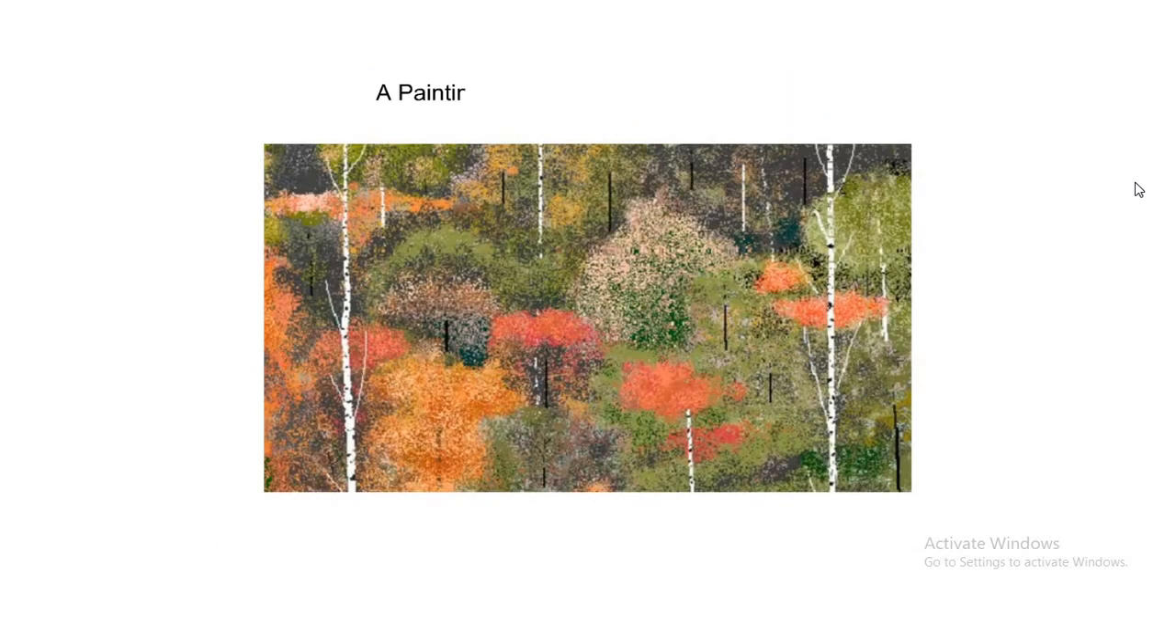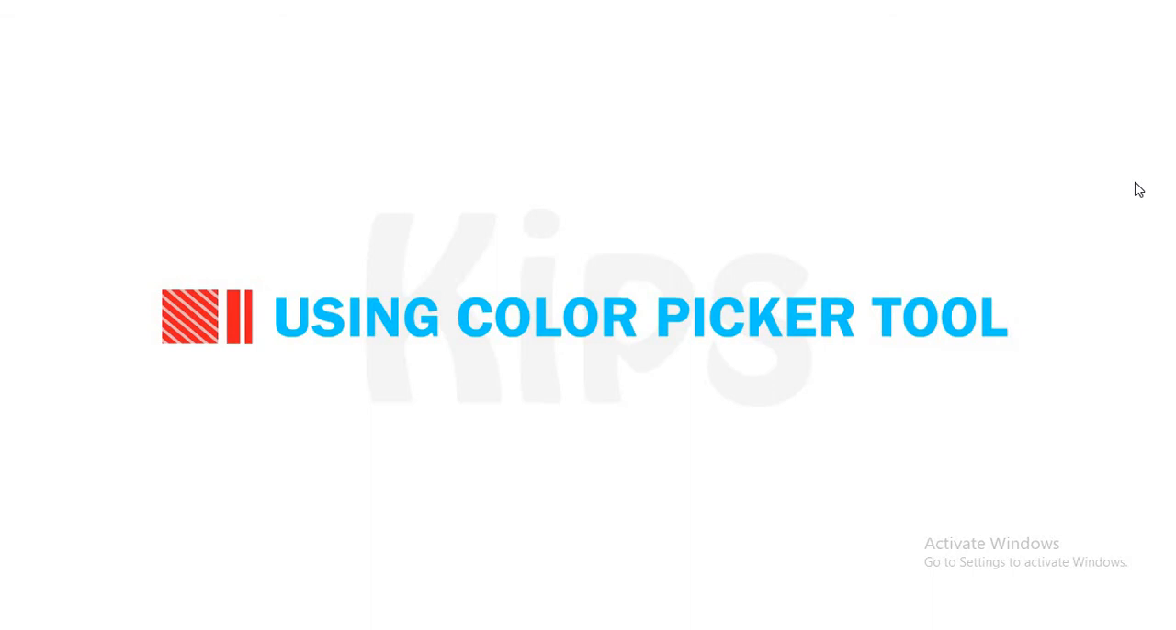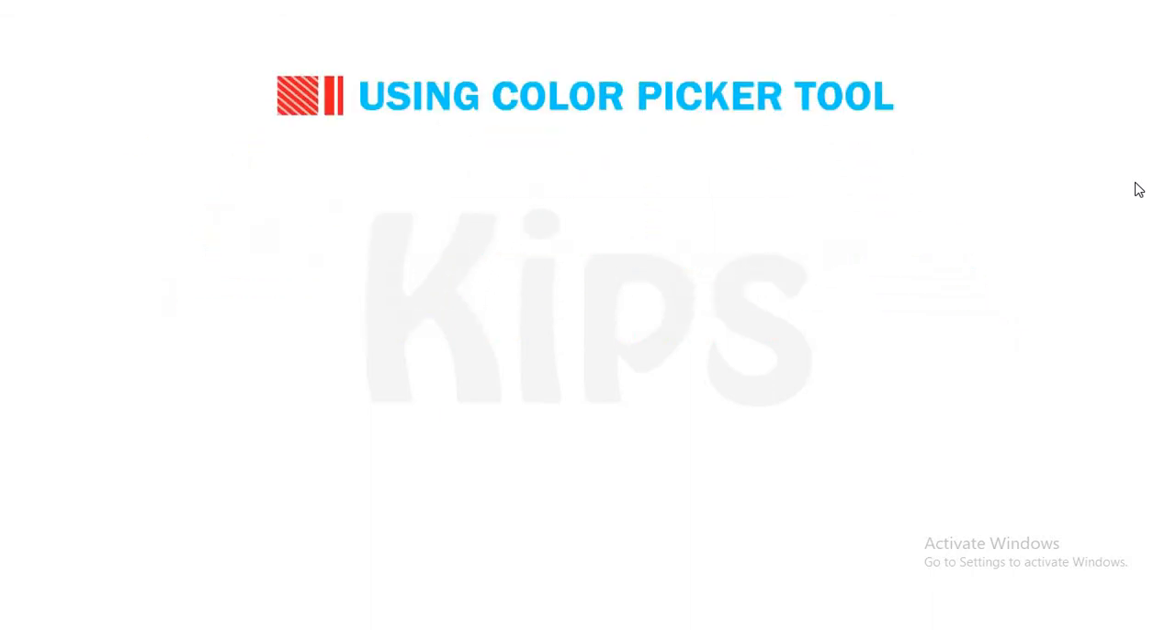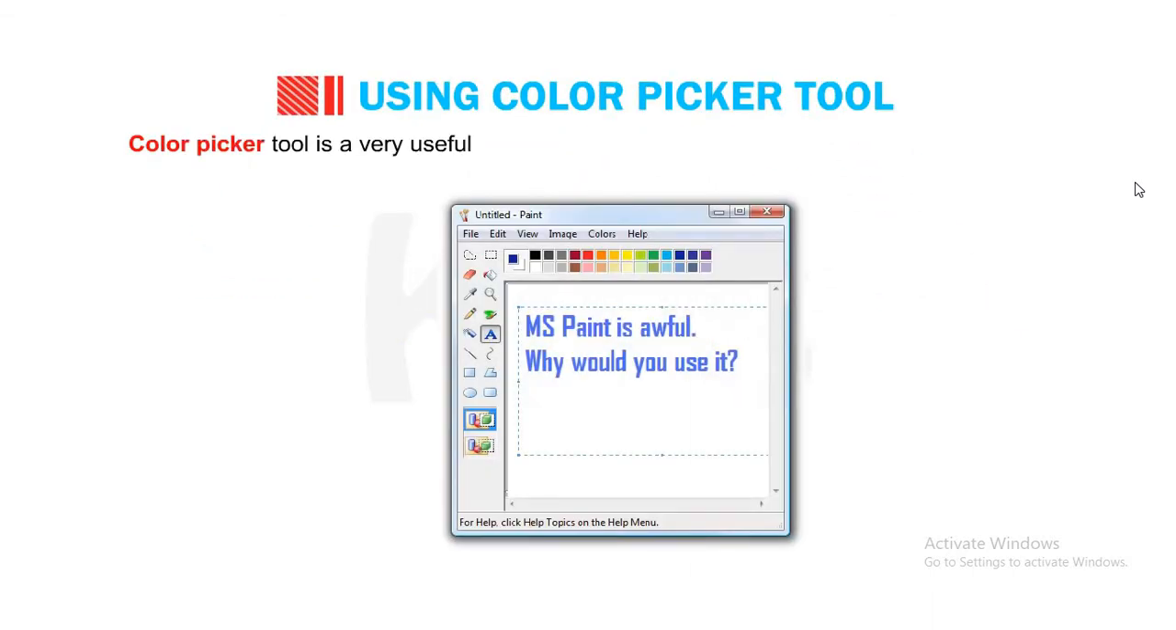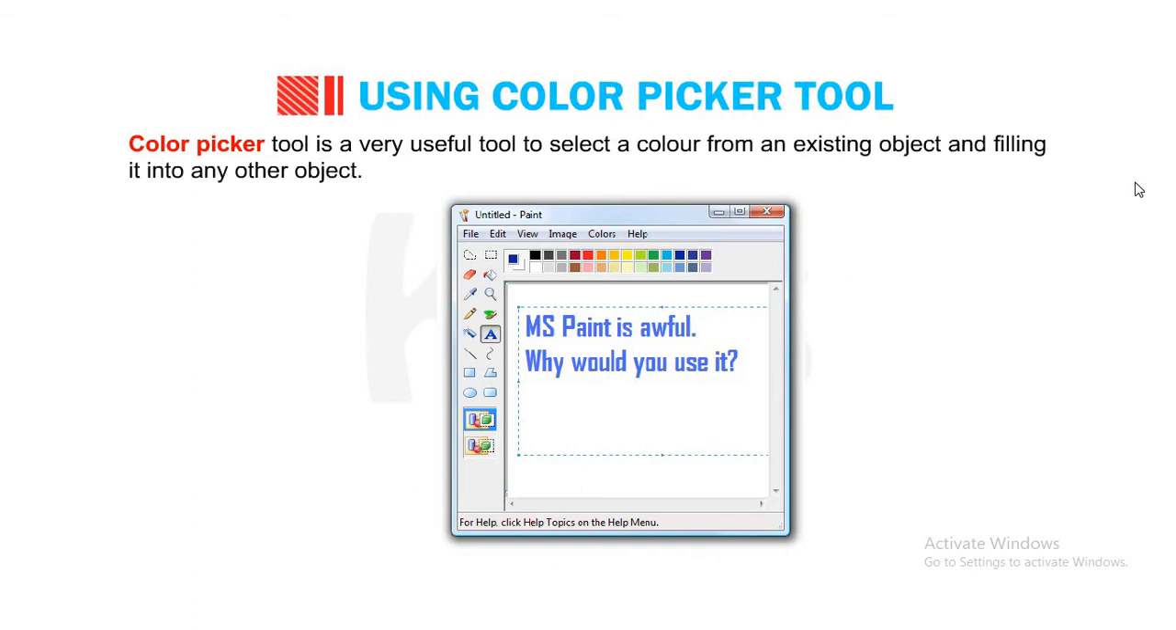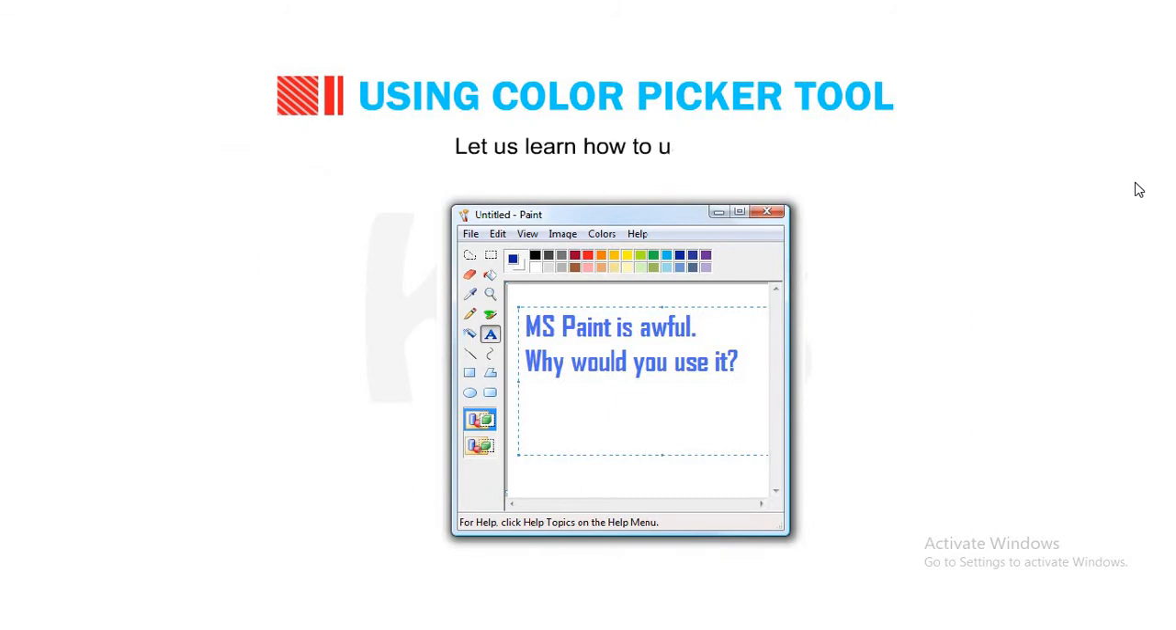Students, this is a painting made by an artist in MS Paint. Okay, now let us find out how to use the Color Picker tool. Color Picker tool is a very useful tool to select a color from an existing object and filling it into any other object. Let us learn how to use it.